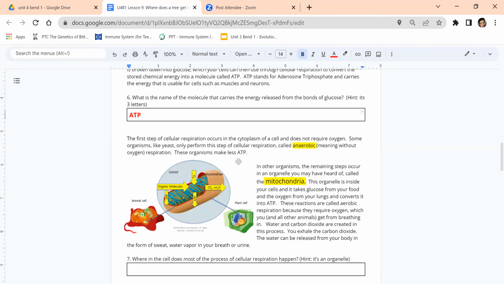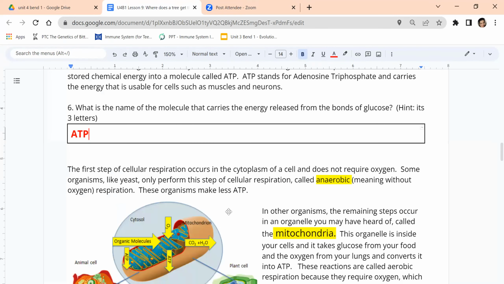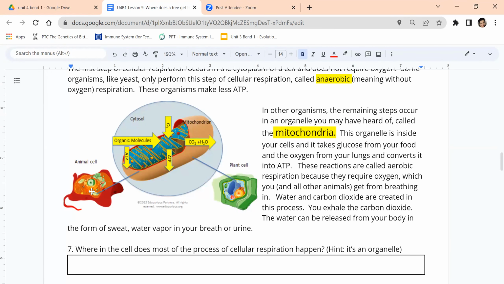In other organisms, the remaining steps of cellular respiration occur in the mitochondria. You may remember the mitochondria from learning about the cell. So here's your animal cell, here's your plant cell. Let me zoom in a little bit on this. The mitochondria are these little peanut-shaped organelles that are found all throughout the cell. And if you blew them up big, this is what they would look like. And this is where most of the cellular respiration takes place.